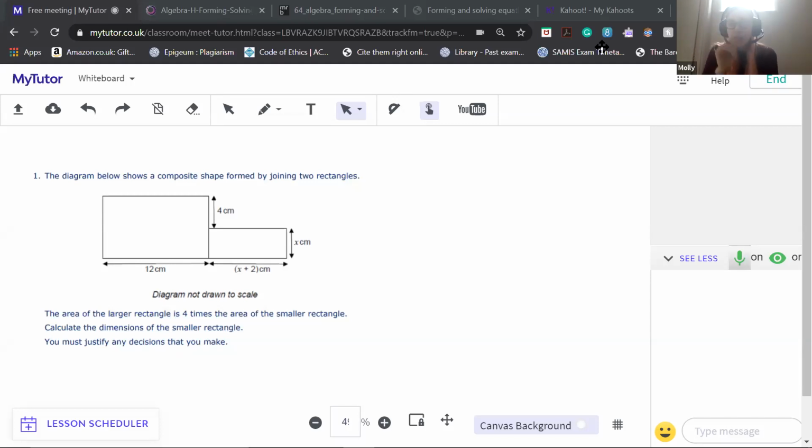Someone's asked if this is higher. Yeah, I think some of the early ones could have also been foundation. A question like this would definitely be higher, I think.